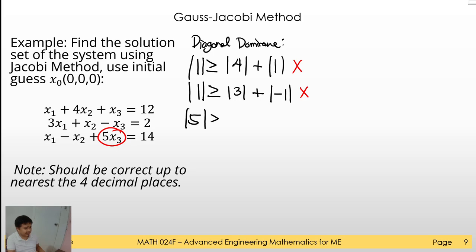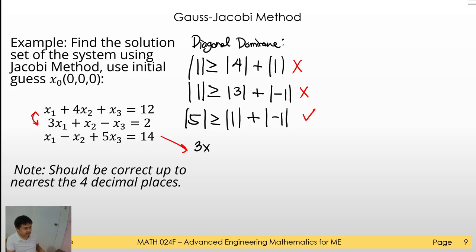So we have 1 and then plus negative 1. So this obeys the diagonal dominance, although this one does not. So we can try exchanging the rows. One way to do this is we can exchange the rows here. Exchanging these rows will possibly make this diagonal dominant.